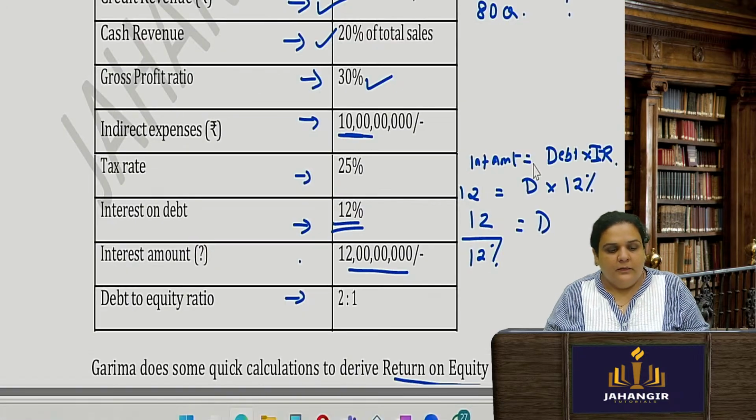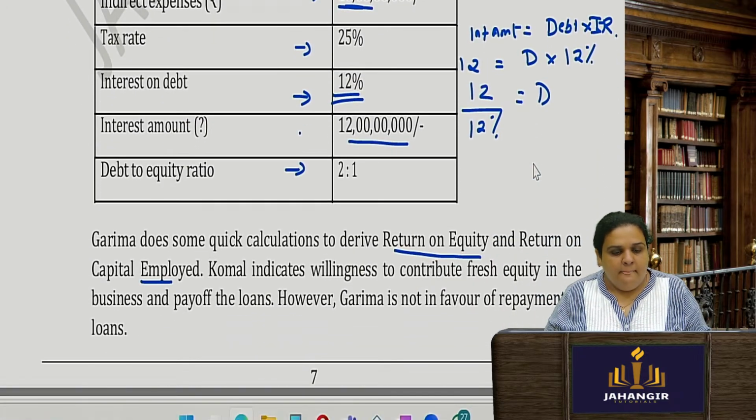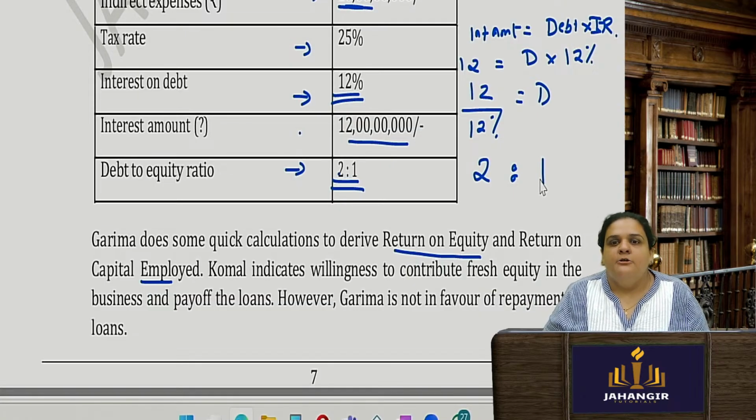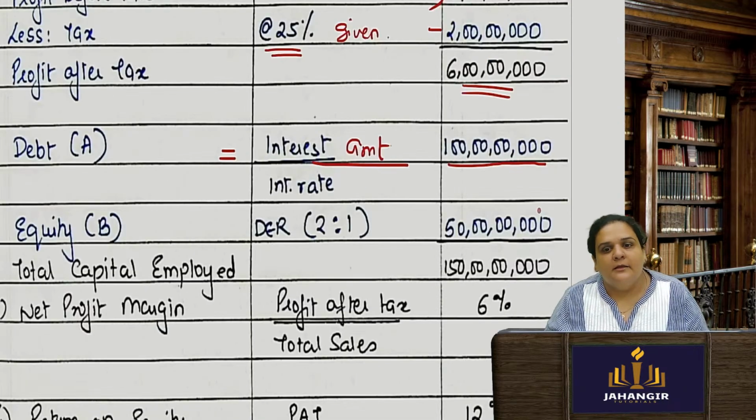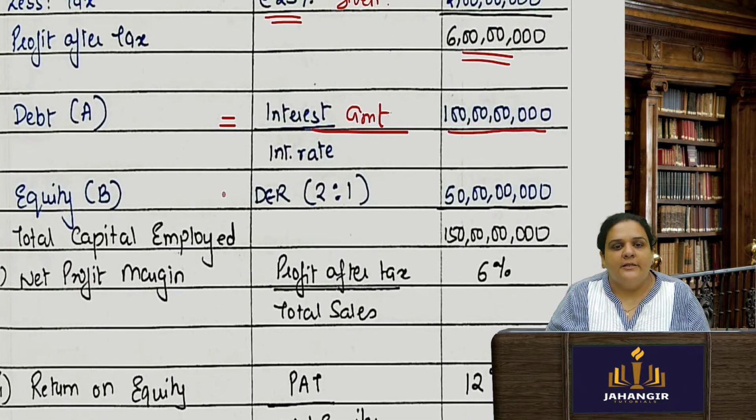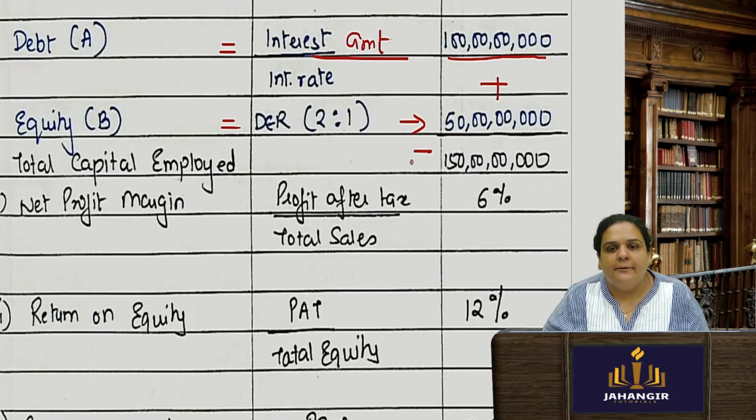Okay. And debt equity ratio is 2:1. That means for every 2 of debt, you have 1 of equity. So if debt is 100, how much will be my equity? Debt equity ratio is 2:1, therefore my equity will be 50 crores. So 100 crores plus 50 crores is my total capital employed, 150 CR. Now I have everything with me to find the 3 ratios.